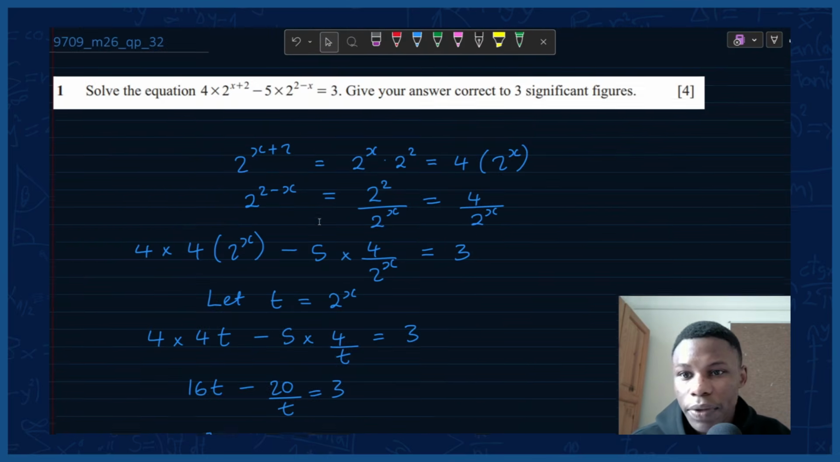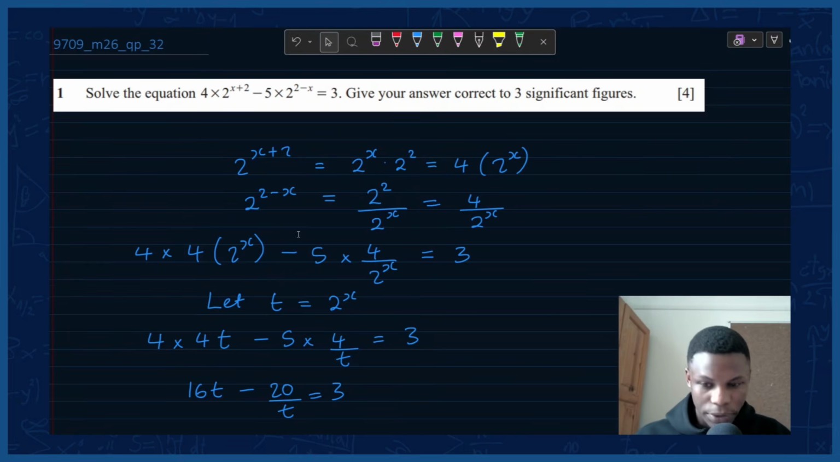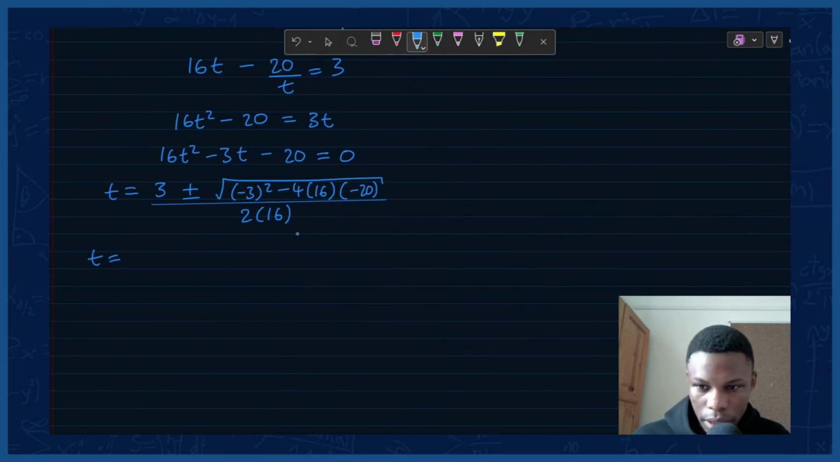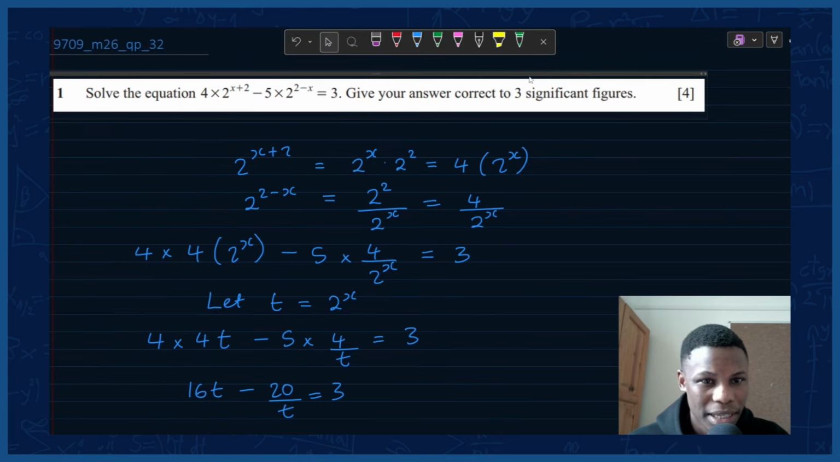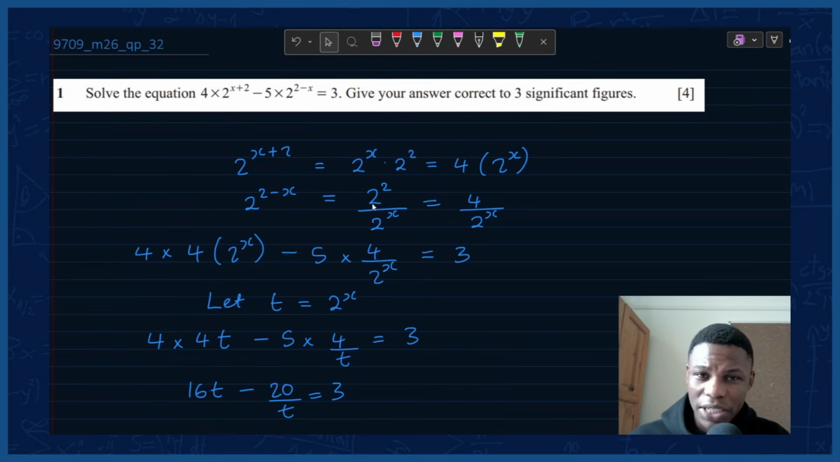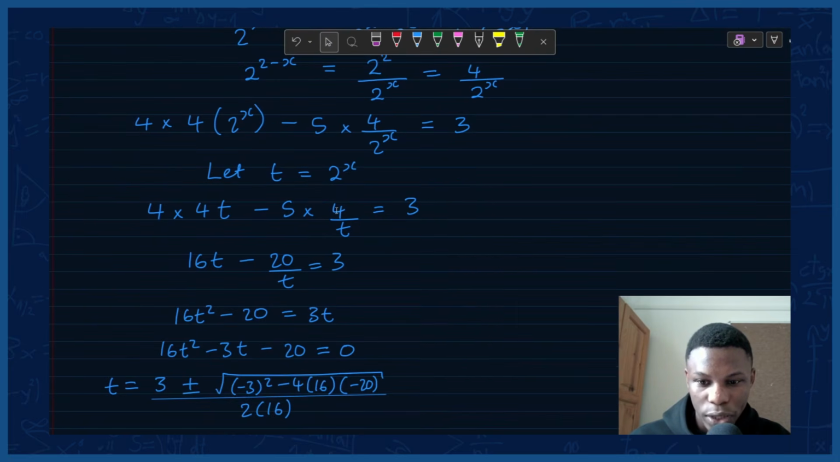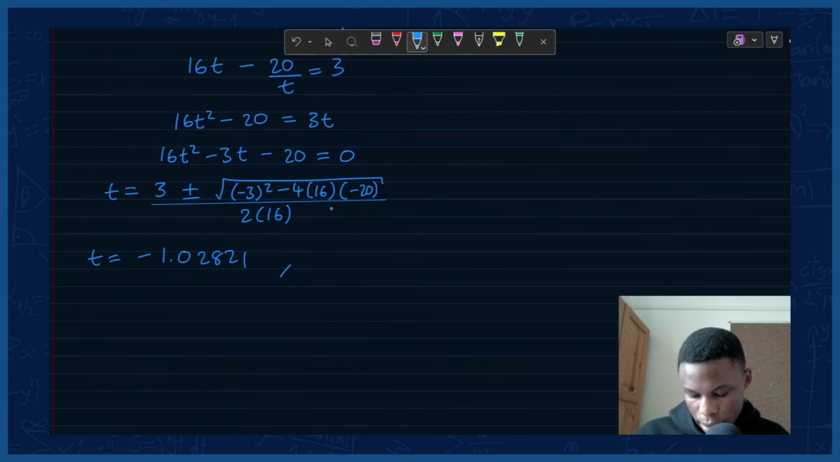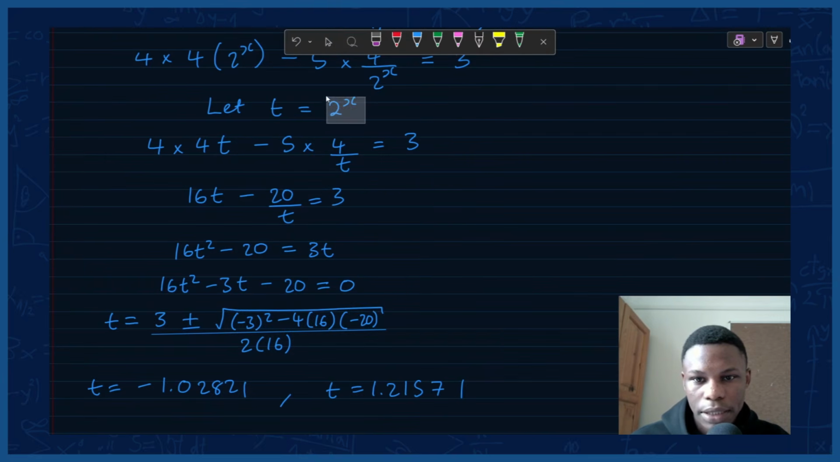Oh, what an ugly number. They want their final answer to 3 significant figures. Okay. So I'll write this as negative 1.0282. Let's give them 5 decimal places for now. Just keep in mind that our final answer will be to 3 significant figures, so throughout our calculation we always want to work with more than that. So t is either this, or it could be 1.21571. And remember, we defined t as 2 to the power of x.